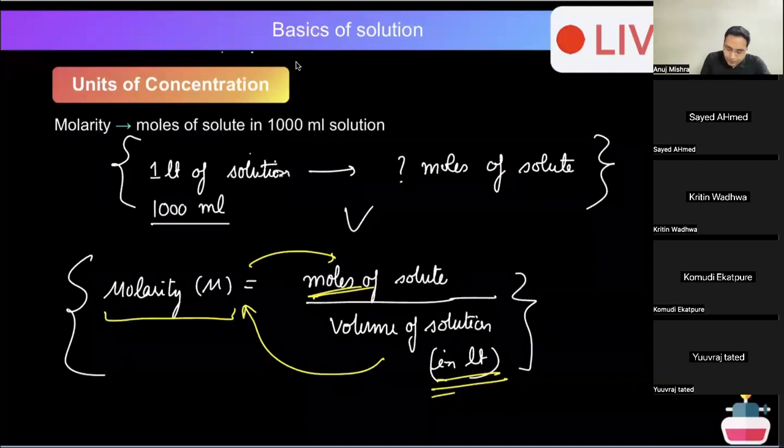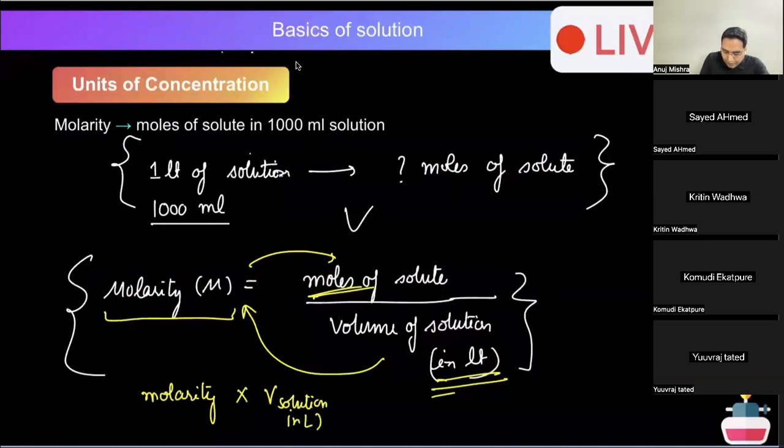Let me rewrite this statement once again for you. So I'm saying that molarity multiplied by volume of solution in liter is equal to moles of solute. Shall be clear? Very simple thing. Easy. Check this line. Molarity into volume of solution is moles of solute.